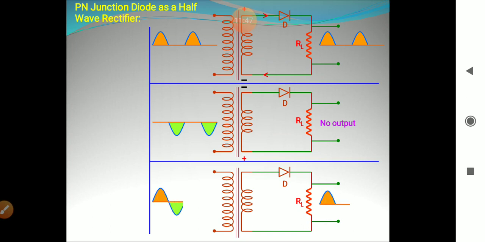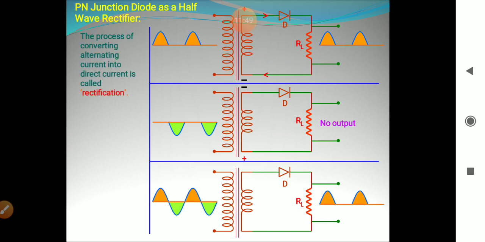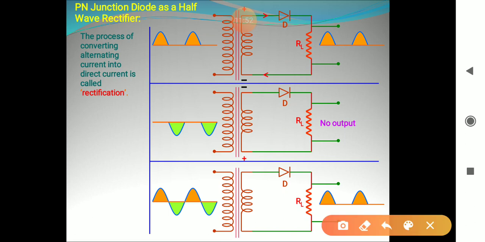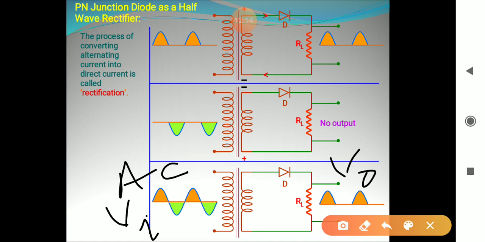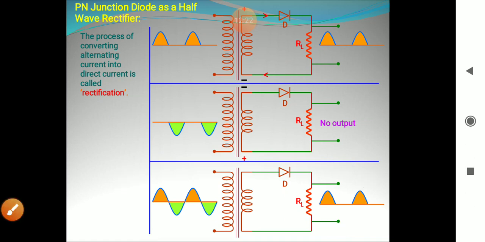Now this is the combined circuit diagram here. This is the AC input VI and the output VO. So for the positive half, when the diode is forward biased, output is obtained, and when it is reverse biased, output is not obtained. So only half of the wave is obtained across the output, and so it is called a half wave rectifier.